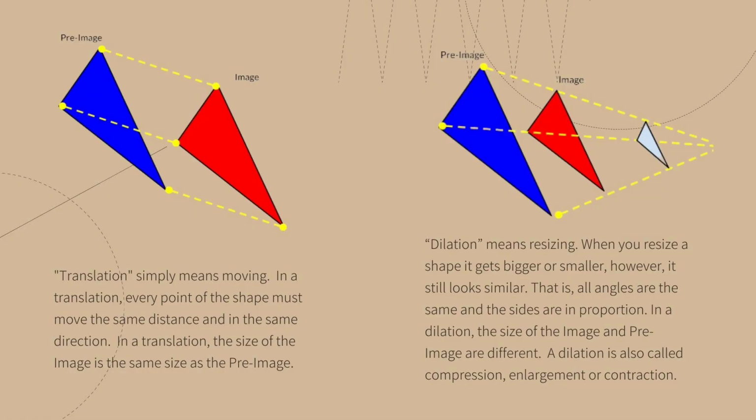Translation simply means moving. In a translation, every point of the shape must move the same distance in the same direction. In a translation, the image is the same size as the pre-image.